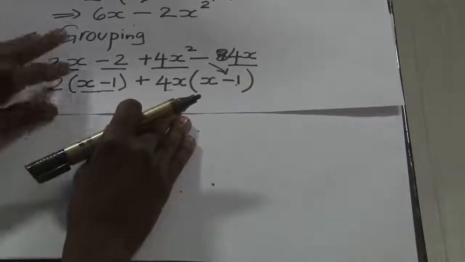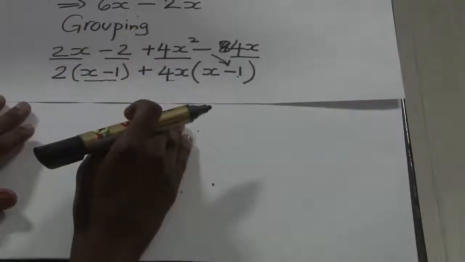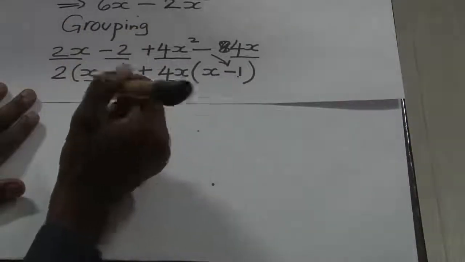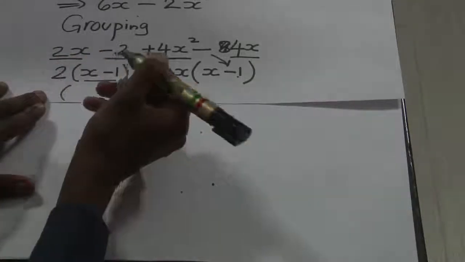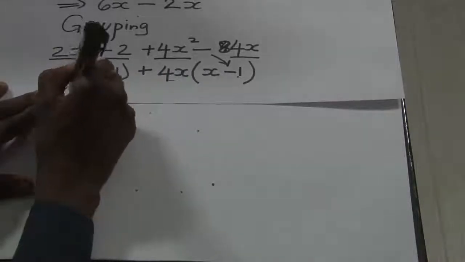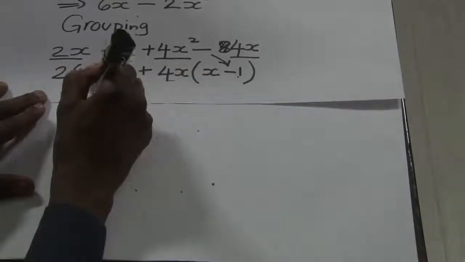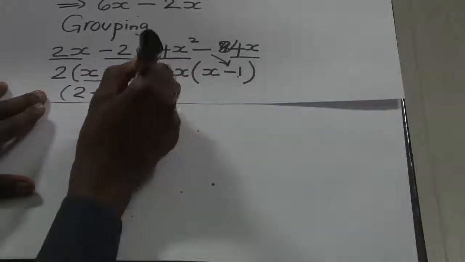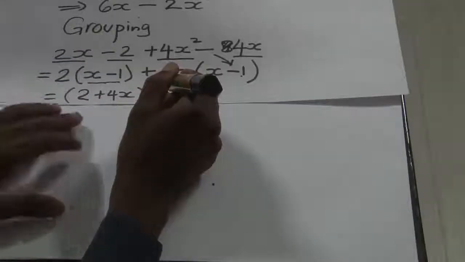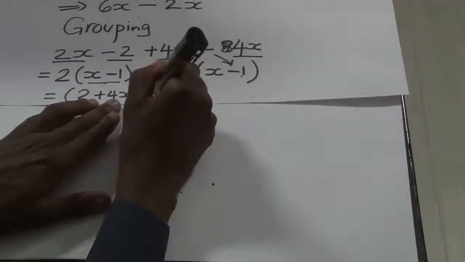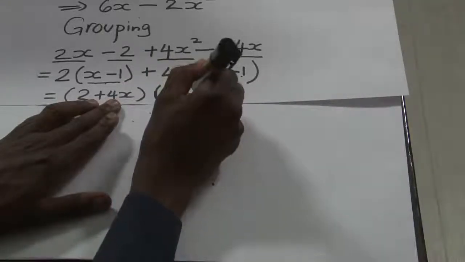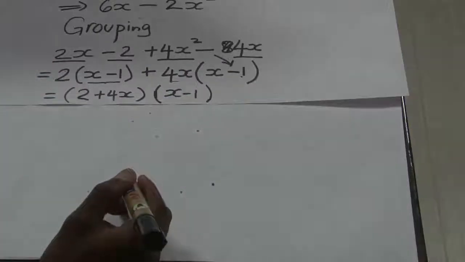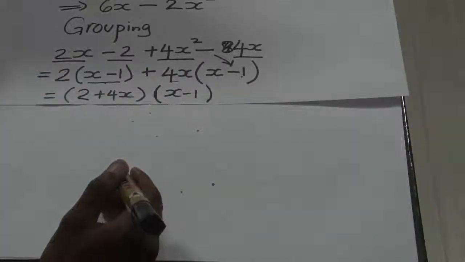Now the next step is to just write what you have there in its simplest form. So you should have one bracket for the common factors, so that is 2 plus 4x, and then another bracket, x minus 1. So that is the final answer, and we call that grouping.